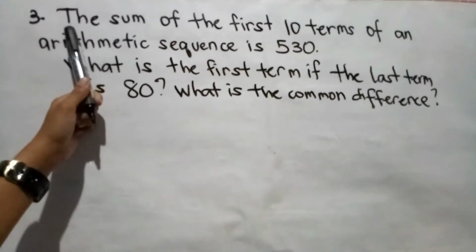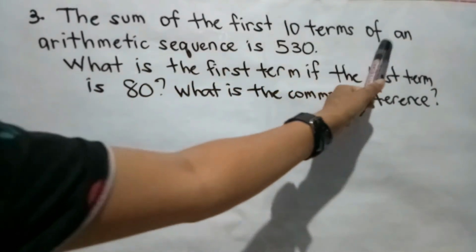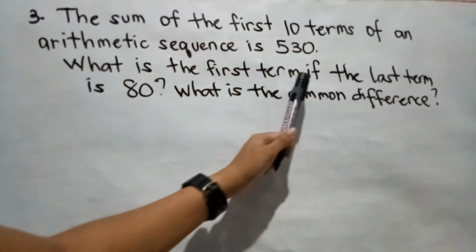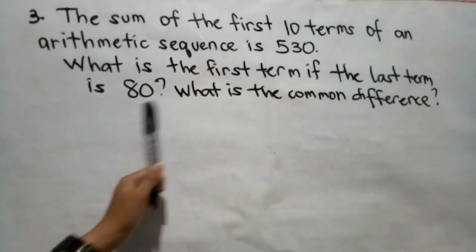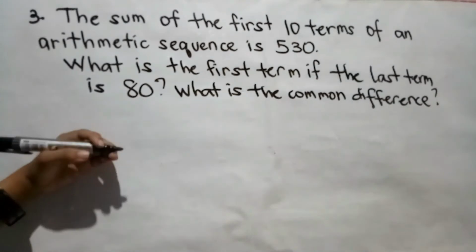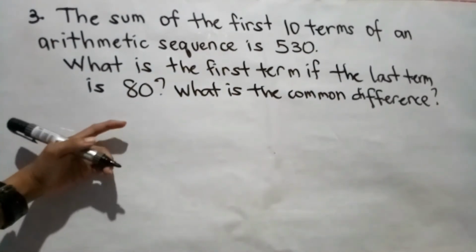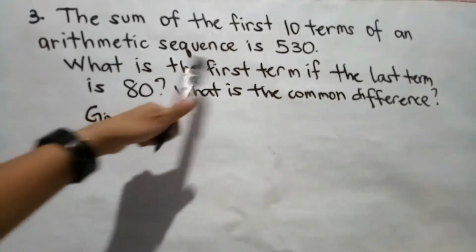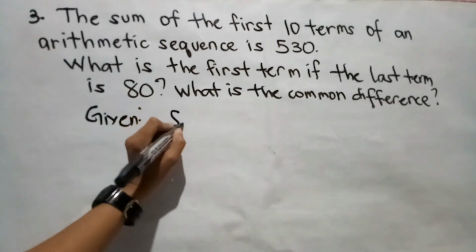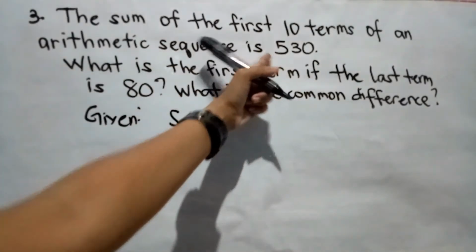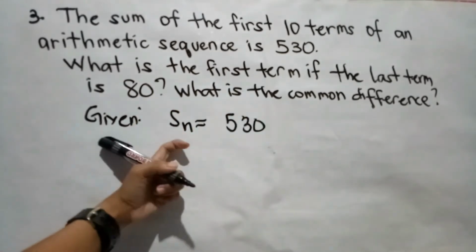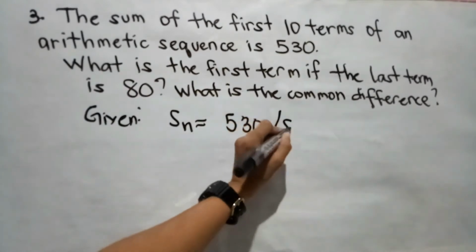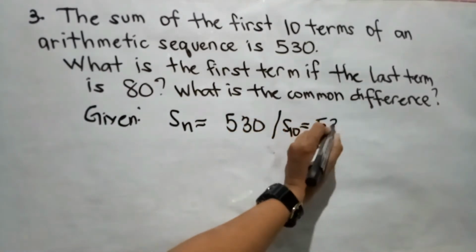Example number 3. The sum of the first 10 terms of an arithmetic sequence is 530. What is the first term if the last term is 80? And what is the common difference? So in this example, let's write the given. Then what is the given? The given is the sum, which is S of n is equal to 530. How many terms is the 530? So we have 10 terms. Or S of 10 is equal to 530.